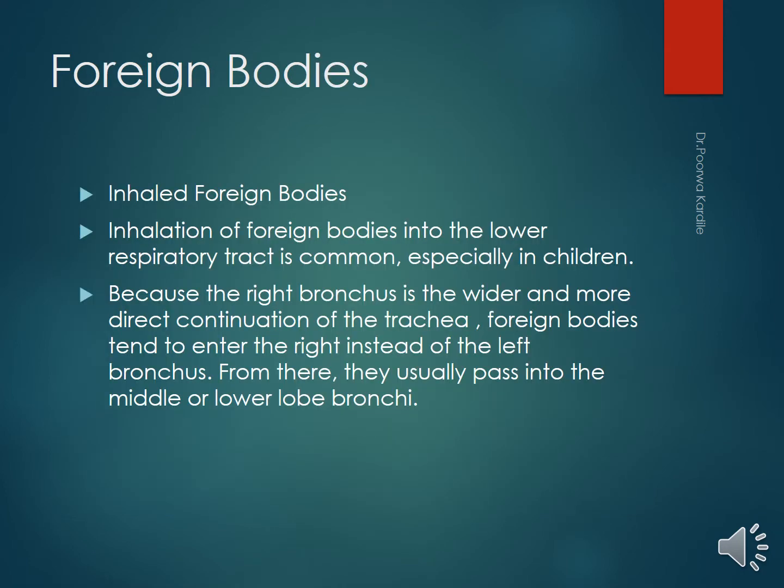When a foreign body is inhaled, it may pass into the lower respiratory tract, especially in children, and because the right bronchus is wider and more in alignment with the trachea, or more in direct continuation of the trachea, the foreign bodies tend to enter into the right side instead of the left bronchus, and from there they usually pass into the middle or lower lobe of bronchi.